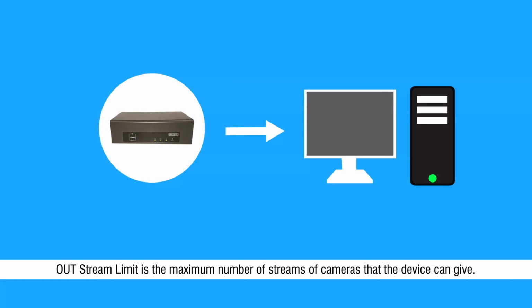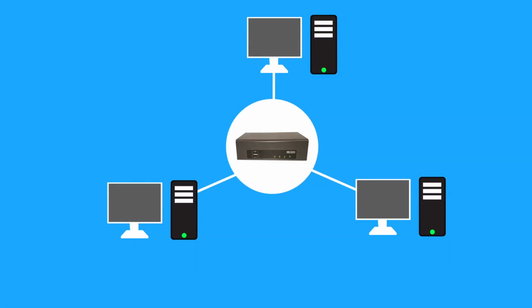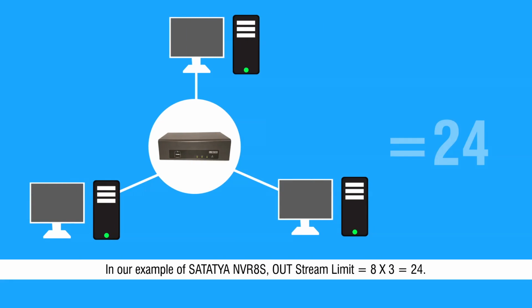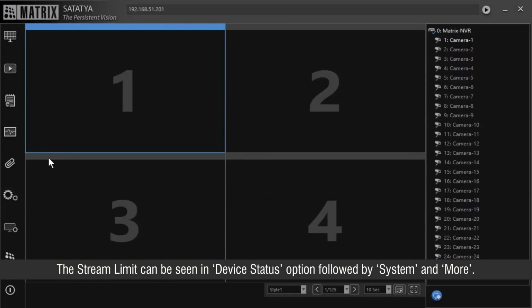Outstream limit is the maximum number of streams of cameras that the device can give. It is equal to 3 times the total number of cameras that the device supports. In our example of SATATYA NVR8S, outstream limit is 8 into 3, that is 24. The stream limit can be seen in device status option followed by system and more.